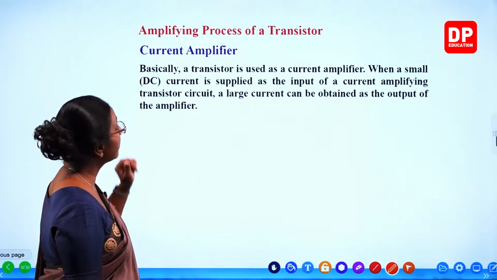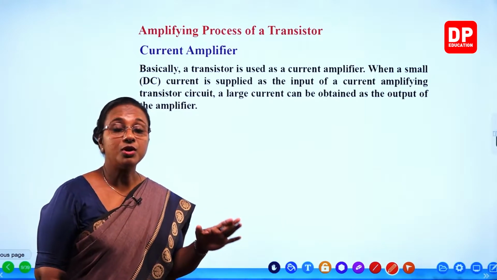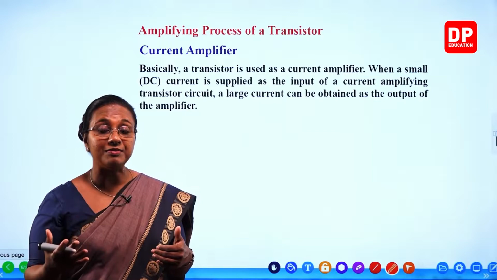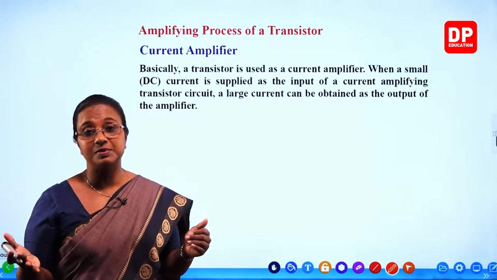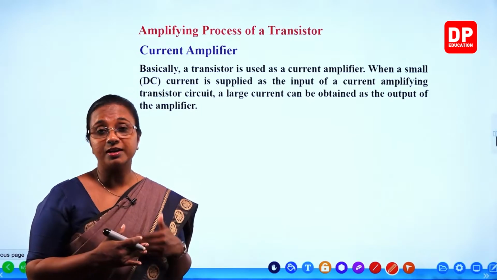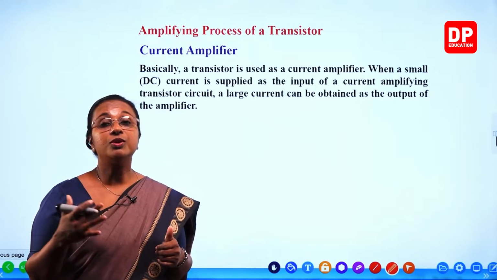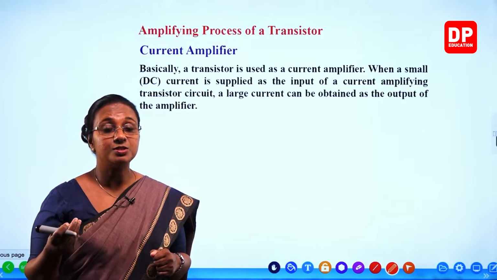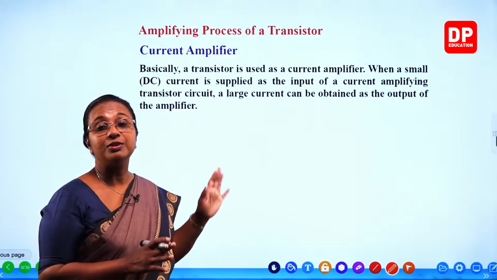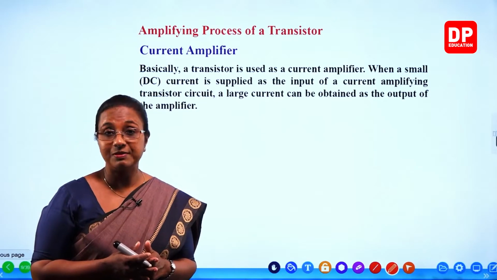Here we use it as a current amplifier. So we increase the current. Now we all know when we increase the current, to identify that the current is being amplified, what we can do is we can use bulbs. From the brightness of the bulbs, we can identify the amount of current flowing through that circuit. If the brightness is less, you all know current is less. If the brightness is more, you all can identify that the current is more. So that is how we are going to understand the amplifying process of a transistor as a current amplifier.